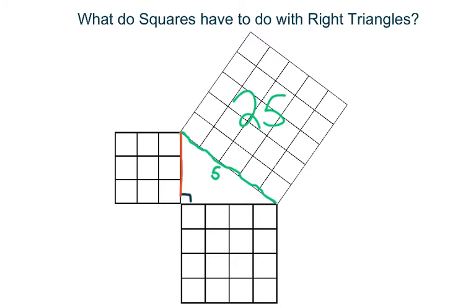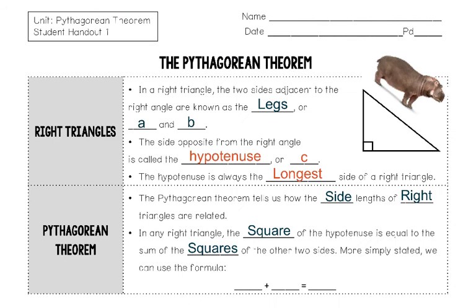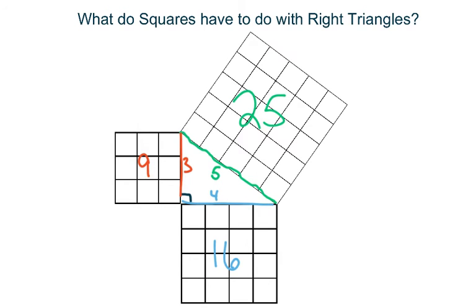Since this square in red has a side length of 3 units, I know that in total there are 9 square units. And the blue square has a side length of 4 units. So in total, there are 16 square units. Now again, if I add up the squares of the legs, I should get the square of the hypotenuse. 16 plus 9 is 25. So that makes the Pythagorean theorem true.